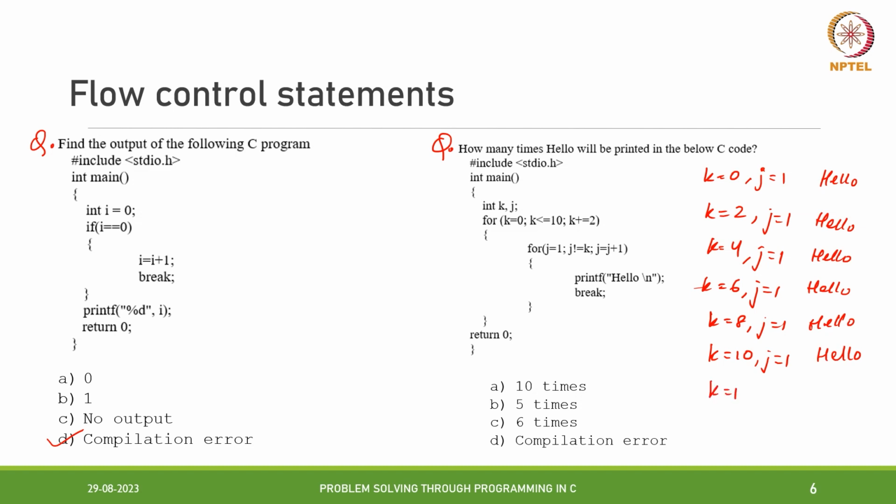Now k equals 12, then in that case you don't need j because it will check the condition and exit here. The outer loop itself will exit. So how many times did hello get printed? It was 6 times, right? Six times. So 6 times is your answer here.